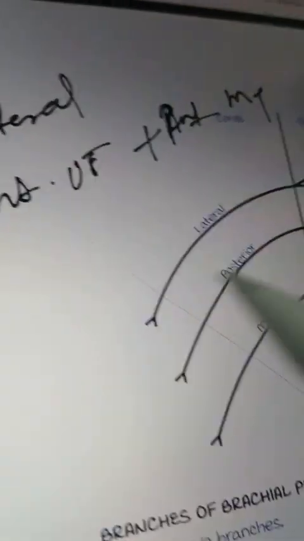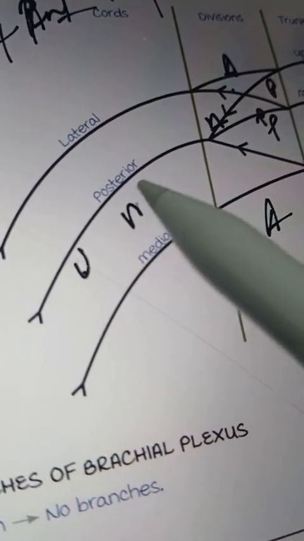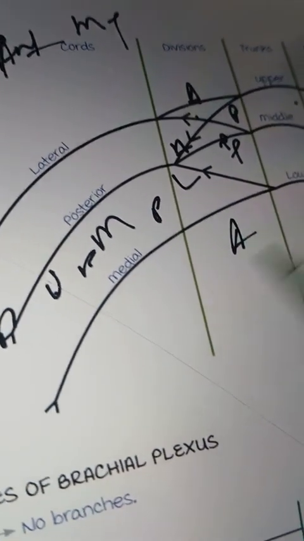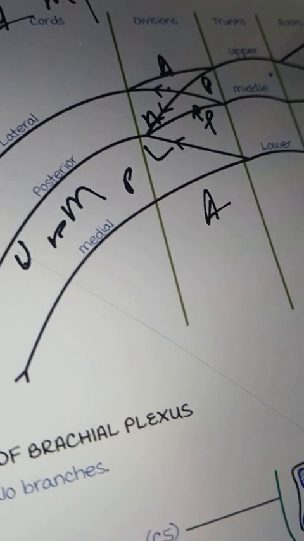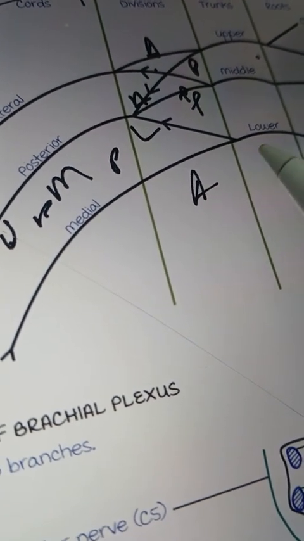Then we have the posterior cord. This posterior cord is formed by the posterior divisions of the upper, middle and lower trunk. So all the trunks' posterior divisions form the posterior cord. And now this is the medial cord. This medial cord is formed by the anterior division of the lower trunk itself. No other division forms the medial cord.